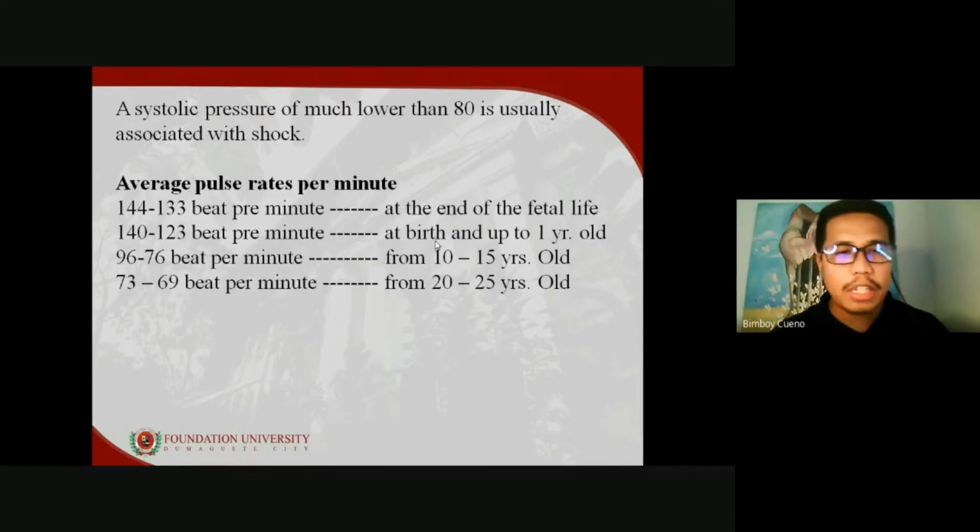So muna yung average pulse rates per minute. At the end of the fetal life, pwede nga 144 to 133 per minute. At birth and up to 1 year old, 140 to 123. 96 to 76 beat per minute from 10 years old to 15 years old, and 73 to 69 beat per minute from 20 to 25 years old.